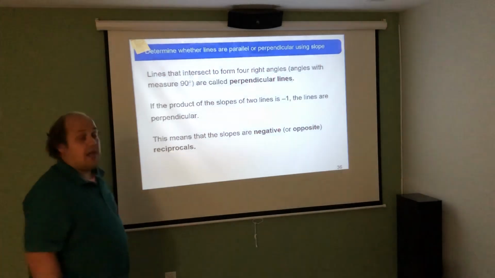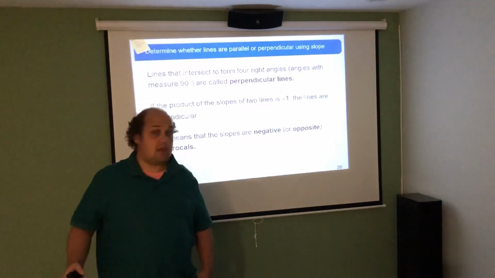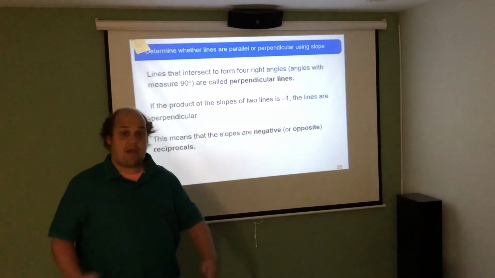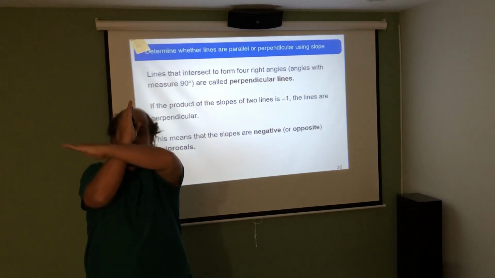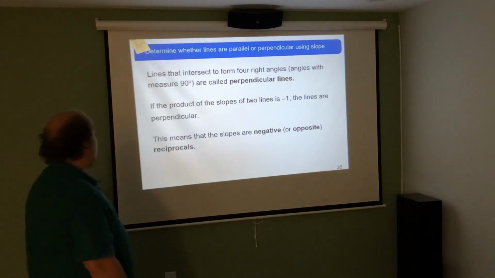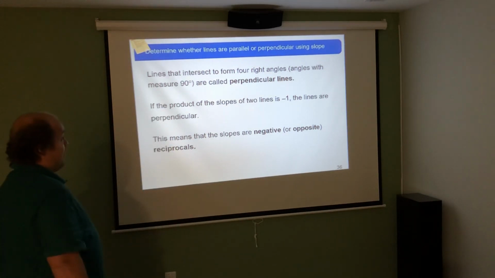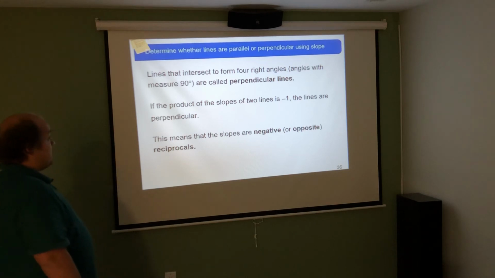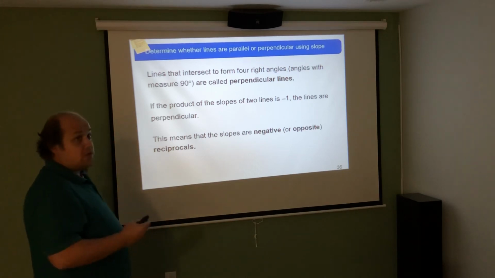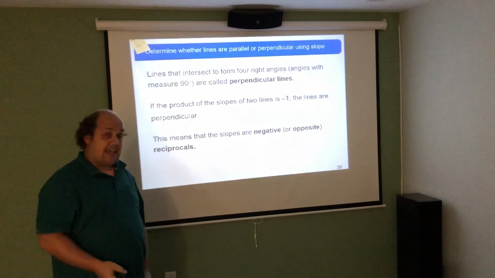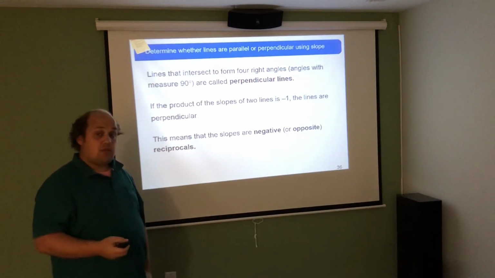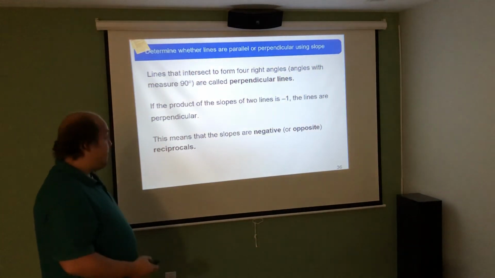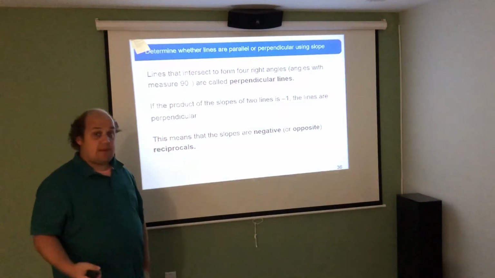Perpendicular lines meet at 90-degree angles. It's like a street that meets at a traffic light. Just like that is perpendicular. So the way that I tell that something's going to meet at 4 right angles is I multiply one slope by the other, and if I get exactly negative 1, then those 2 lines are perpendicular. Basically that means they're negative reciprocals.